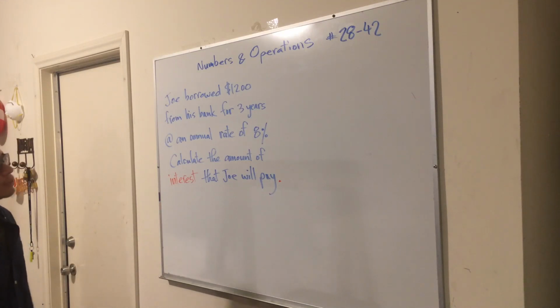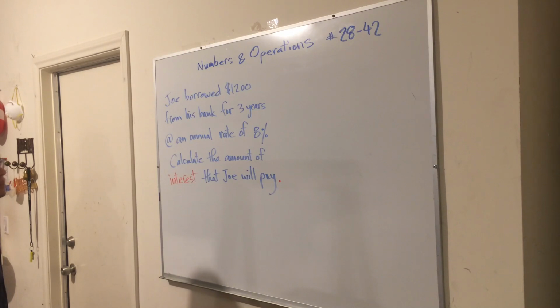Joe borrowed $1,200 from his bank for 3 years at an annual rate of 8%. Calculate the amount of interest that Joe will pay.